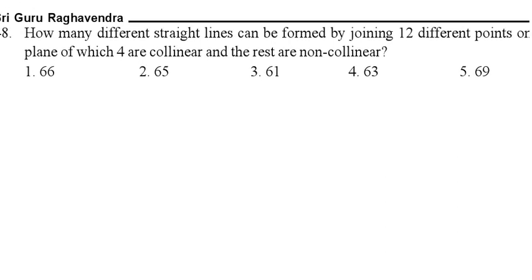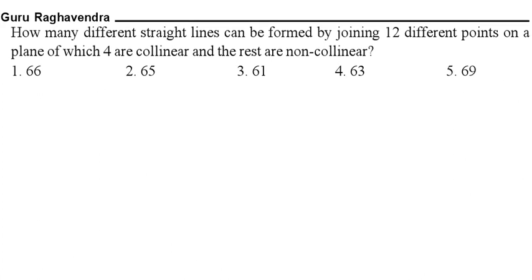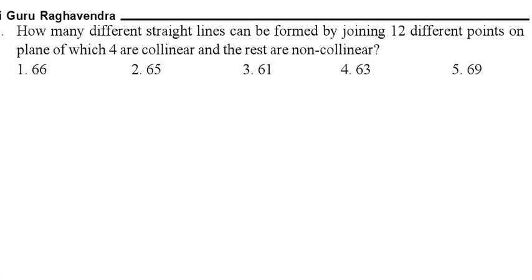See the next question. How many different straight lines can be formed by joining 12 different points of a plane, of which 4 are collinear, rest are non-collinear? So collinear means straight lines. Non-collinear means not straight lines.